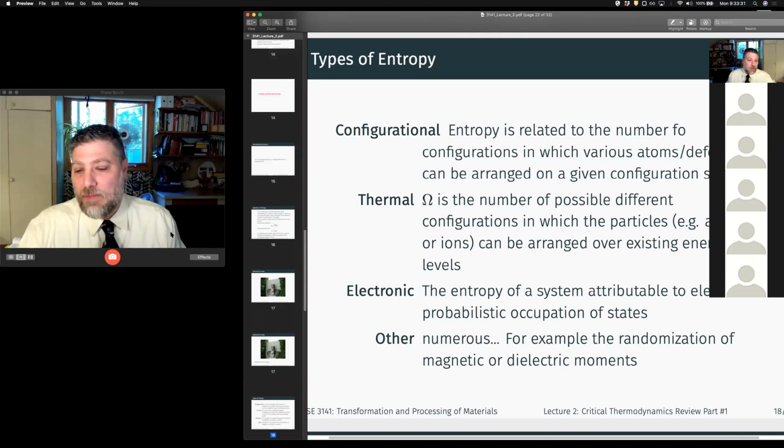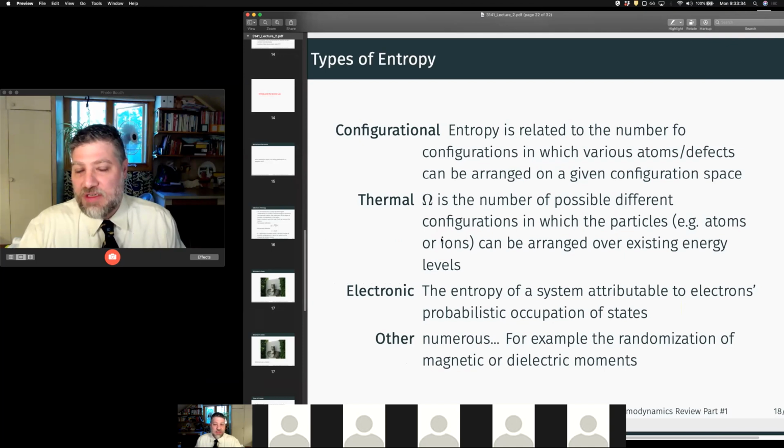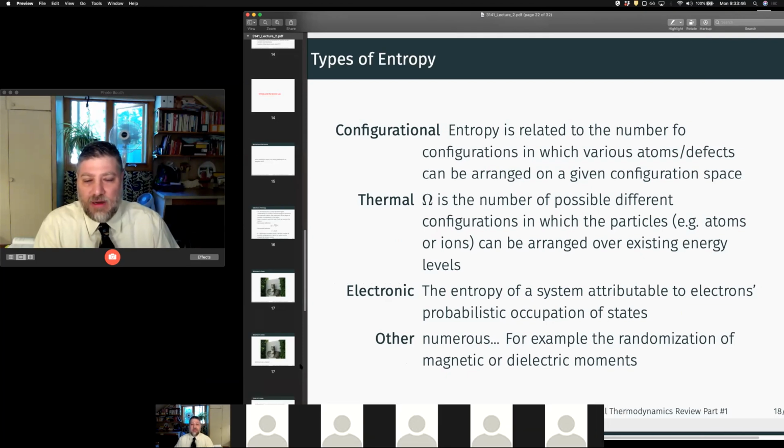Okay, so most of the time when we think of thermodynamic entropy, we're really talking about configurational entropy. We think about expansion of gases and things like that. But we also really need to consider thermal entropy, the number of different possible ways particles can arrange themselves over energy levels.